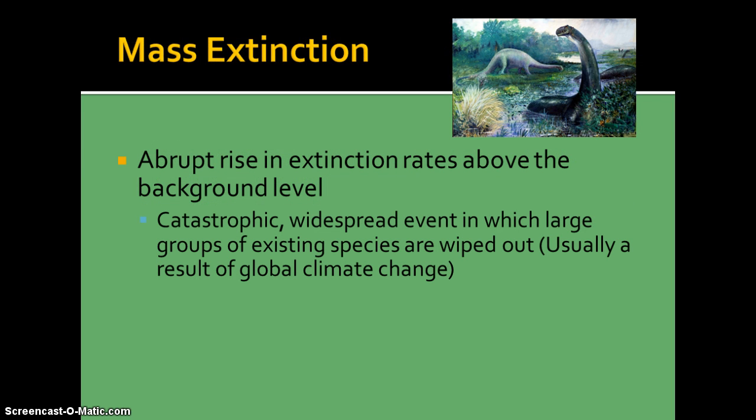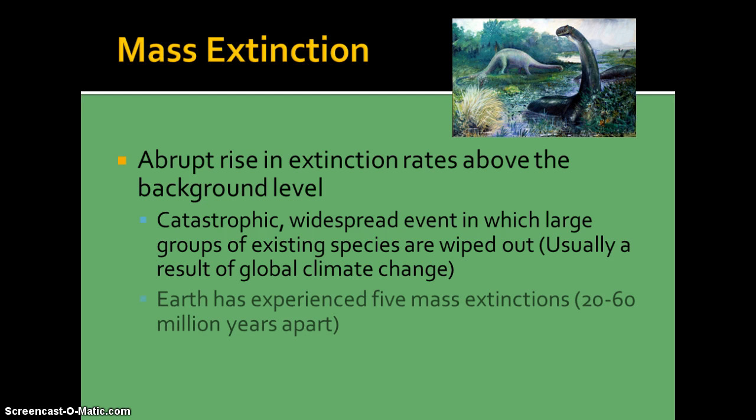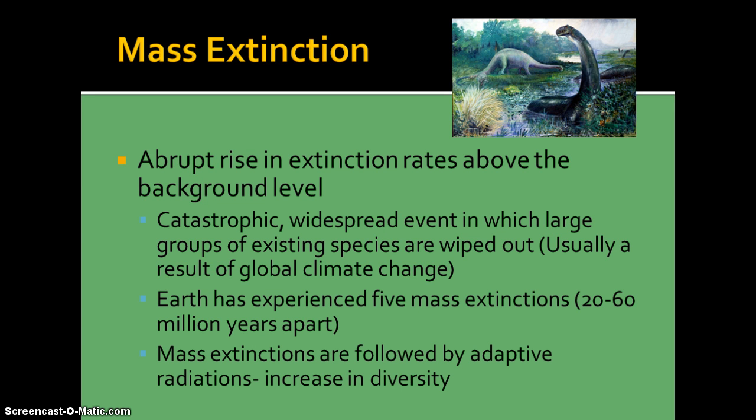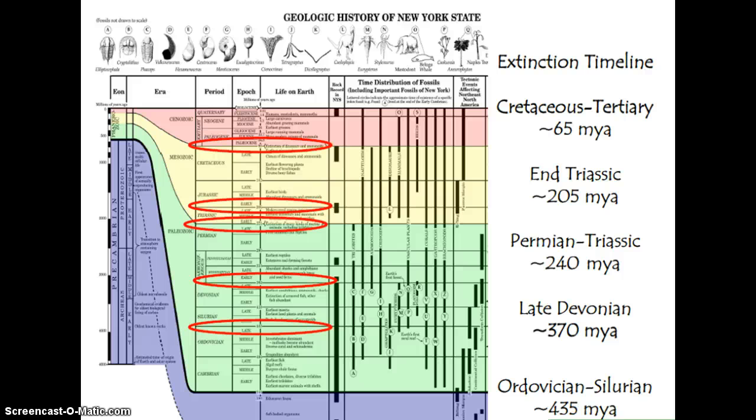All right, so if we rise above that background extinction level, and in the past it's been global climate change, and they're usually about 20 to 60 million years apart. And then after that mass extinction, we have our adaptive radiation, which is going to be a period of time where we're actually increasing diversity. So looking at this geologic timeline, you can see where the red circles are. Those are the 5 mass extinctions that we have had. And notice that they usually indicate the end of an era or the end of a period.